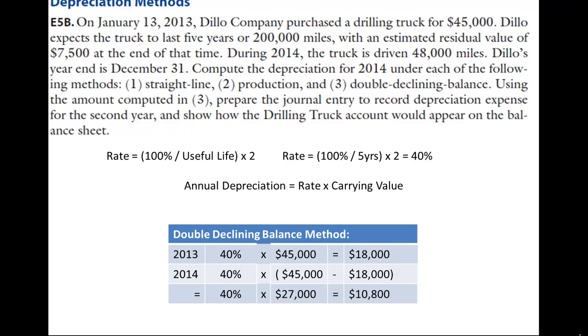And then as the equation states, annual depreciation will be our rate, which is 40%, times our carrying value. Our carrying value, as you can see here, is equal to cost minus the accumulated depreciation. So for 2014, we will only be taking 40% of $27,000. We subtract out the amount that has already been depreciated. So for 2014, we come up with an annual depreciation of $10,800.